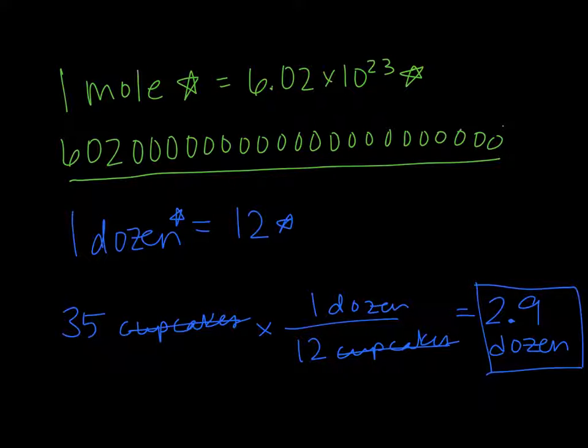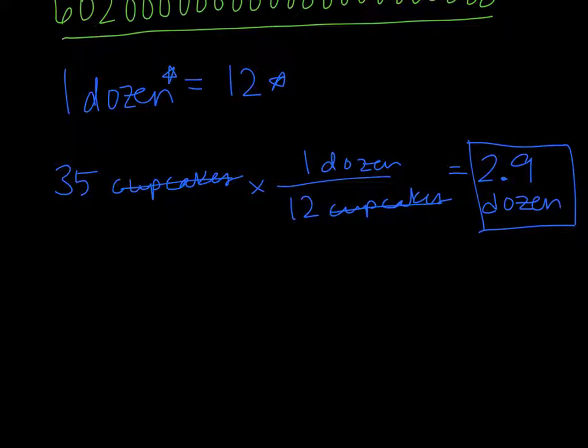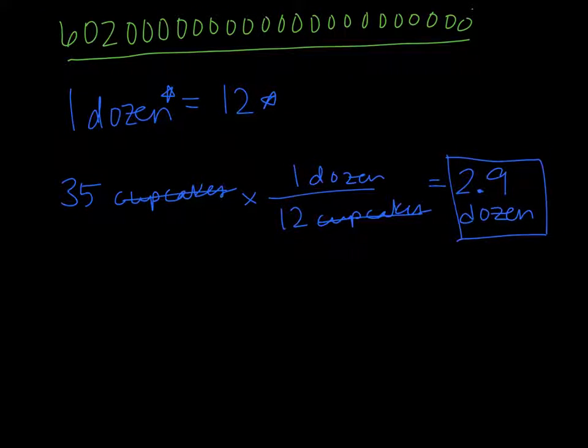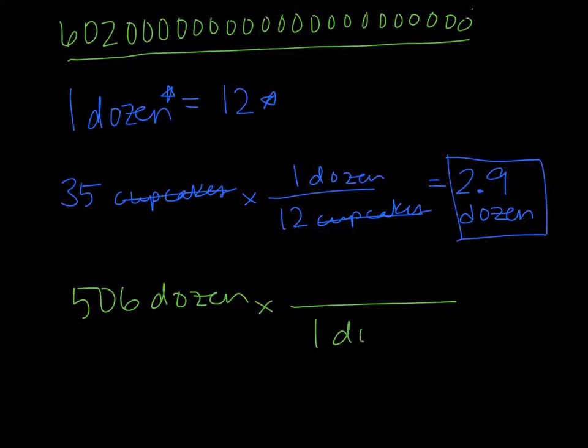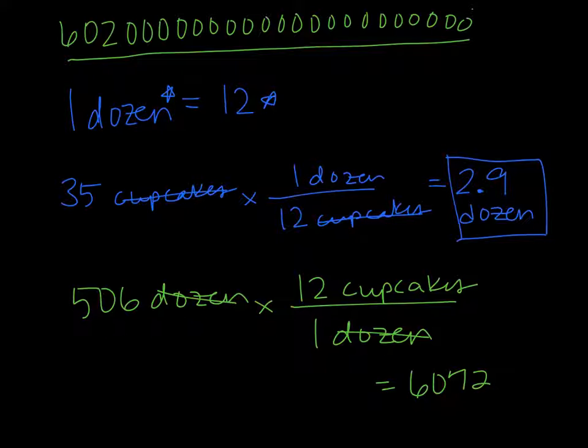All right, so let's try another one. Let's say that I have 506 dozen. And I want to know how many cupcakes that is. So again, we're going to have 1 dozen, and this time I'm going to put dozen on the bottom so that it can cancel out with dozen on the top. And we know that 1 dozen is equal to 12 cupcakes. So dozen cancels out, and we're left with the number of cupcakes. So it's going to be 506 times 12. So that's 6,072 cupcakes.